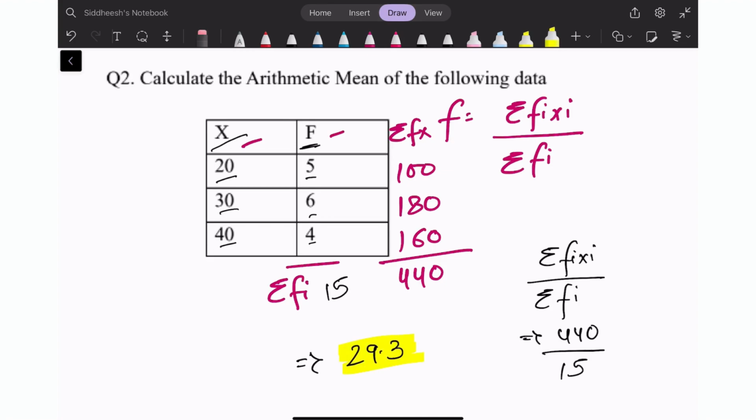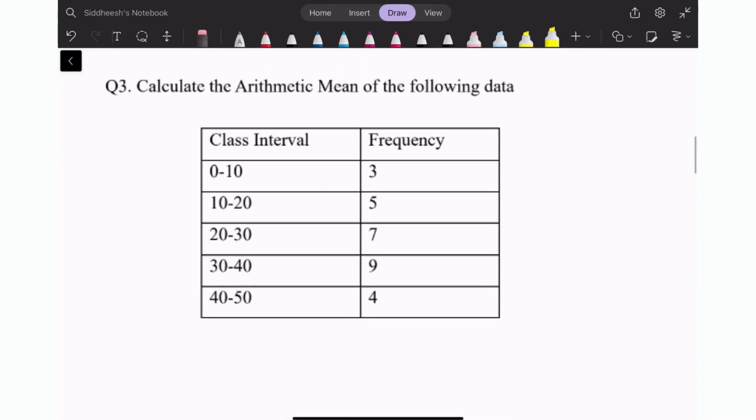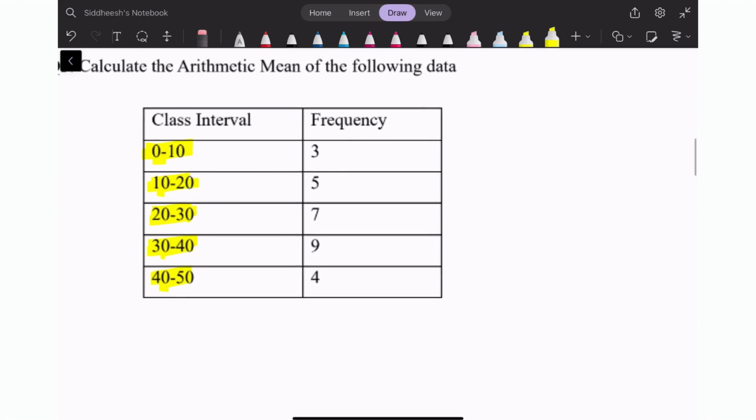Fine. Suppose you have the question in the form of grouped data. What is grouped data? Here we have the range, class intervals: 0 to 10, 10 to 20, 20 to 30, 30 to 40, 40 to 50. This is grouped data. How to find the arithmetic mean for grouped data? Again you should remember the formula, the same as before: summation of fi xi upon summation of fi. But here x is missing, so we need to find it from the class interval.